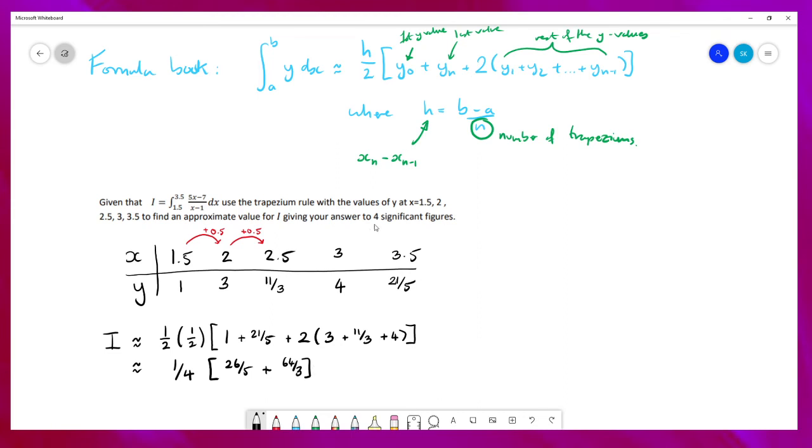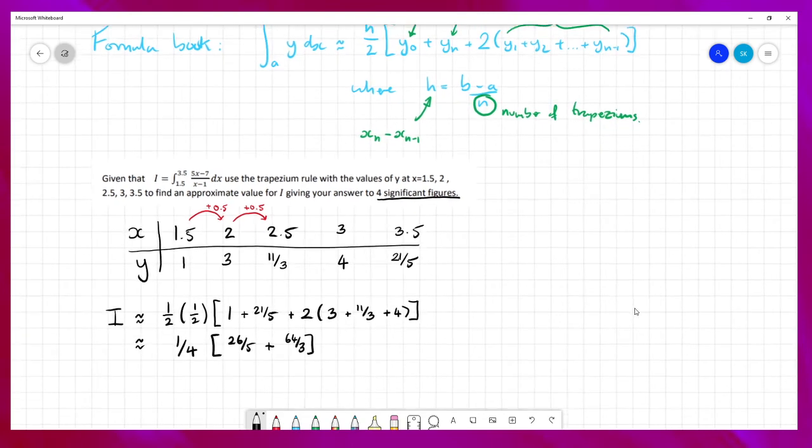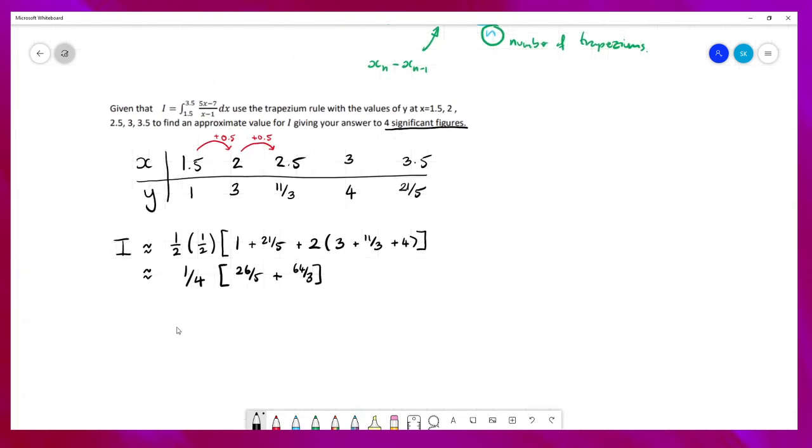Now we do need to be careful. The question says give our answer to 4 significant figures. If we use our calculator it will probably give this out as an exact value, as a fraction. If the question says to a certain degree of accuracy, you should not give it as a fraction, you should give it to that degree of accuracy. So here, 4 significant figures. And that's it. That's the trapezium rule.